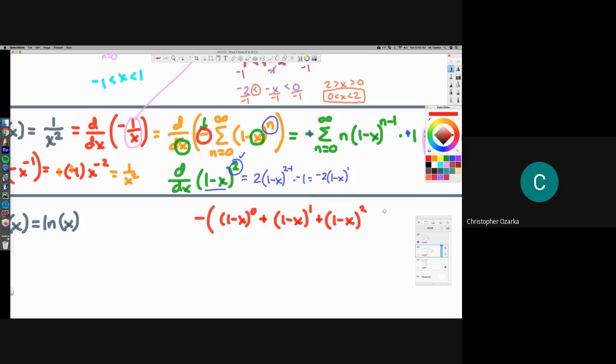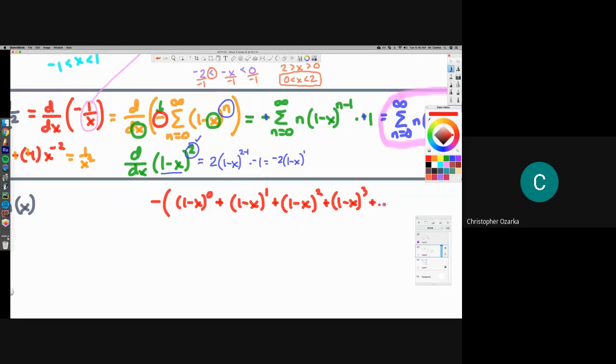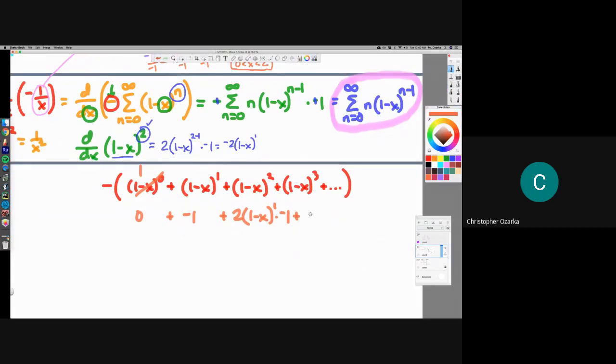This way does take longer. 1 minus x to the 3rd plus dot, dot, dot. Okay, all of this right here. Now what you can do is just do the derivative of each one of these. This is equal to 1, so its derivative is 0. This derivative right here is negative 1 plus, bring the 2 down here, do the derivative times negative 1 plus this derivative right here, 3 times 1 minus x to the 2 times negative 1 plus dot, dot, dot.